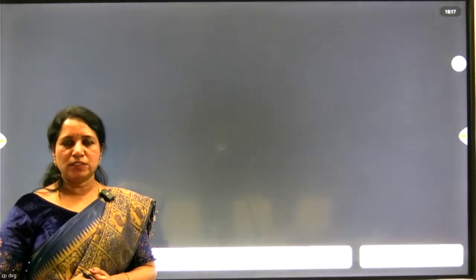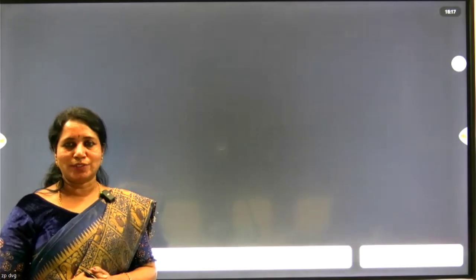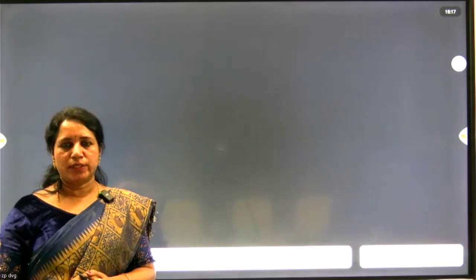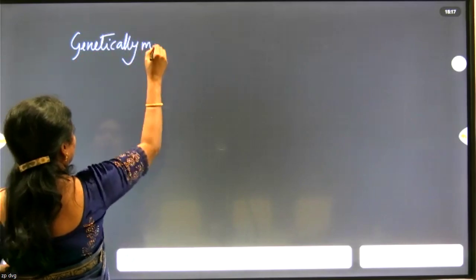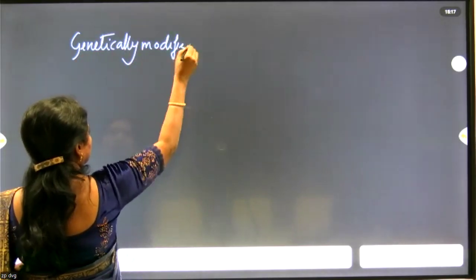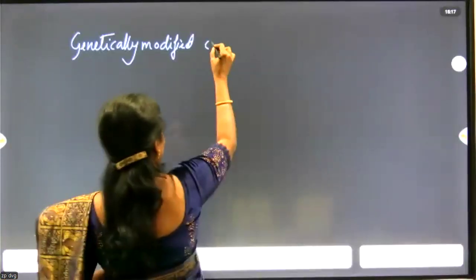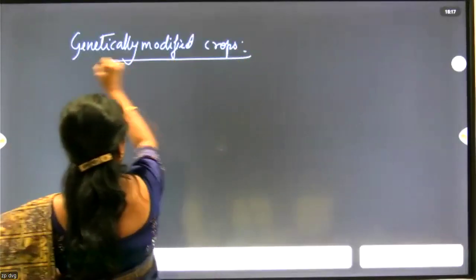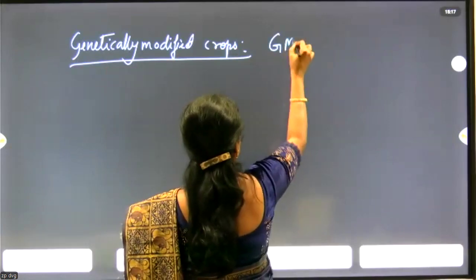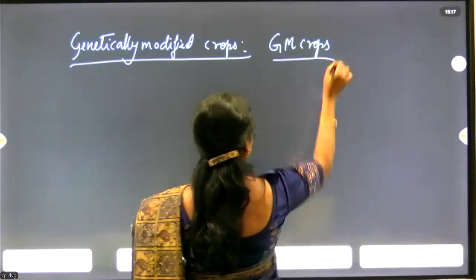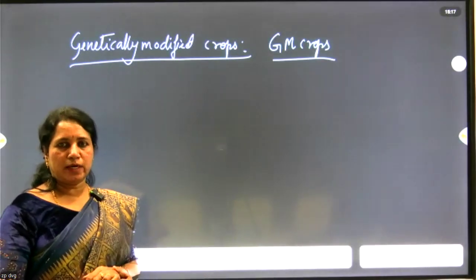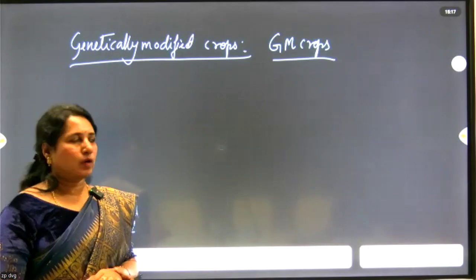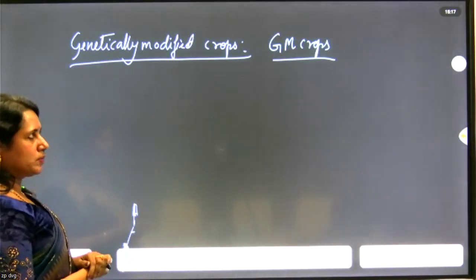Now, genetically modified crops, the recent one that is very much used in agriculture. What are genetically modified crops or GM crops? Genetically modified crops are those crops whose genes have been altered or manipulated by using biotechnology techniques.